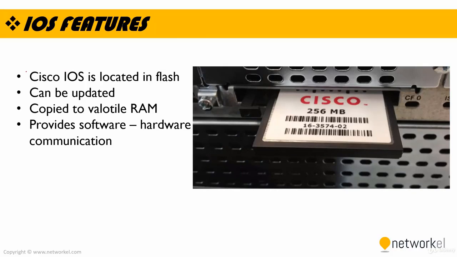As we have talked in the previous section, Cisco IOS is located in flash. This is a flash, as you can see. IOS is located in here. But when the device is working, as we have talked about in previous sections too, IOS is copied to volatile RAM. Cisco is updating the image files, the IOS files, and our IOS image can be updated. And IOS provides software-hardware communication as the other operating systems do.